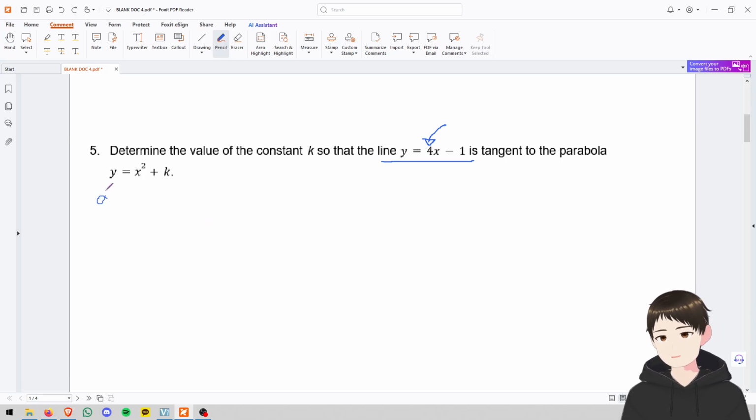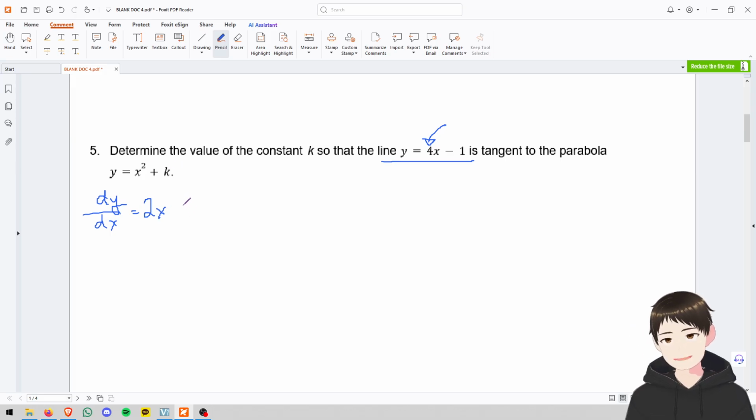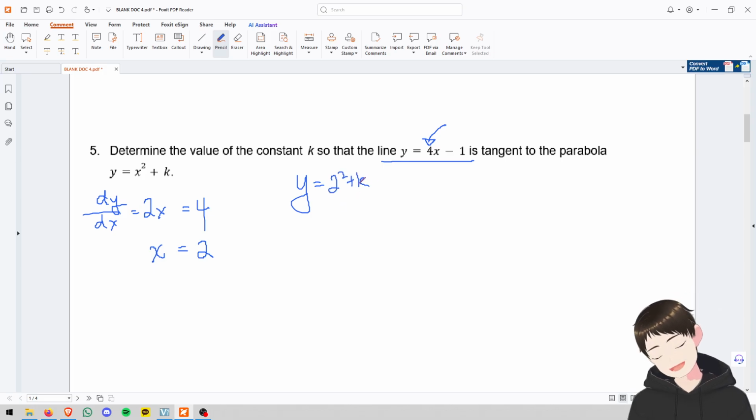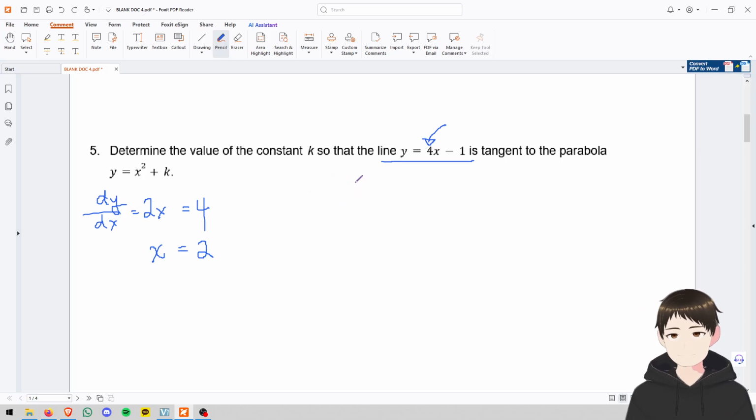I am going to do dy over dx, which is 2x plus 0, because k is a constant, and that has to equal a 4. Oh, well, that's simple. That means we must be talking about x equals 2. Right? So, once again, y is equal to 2 squared plus k. That's my y value.